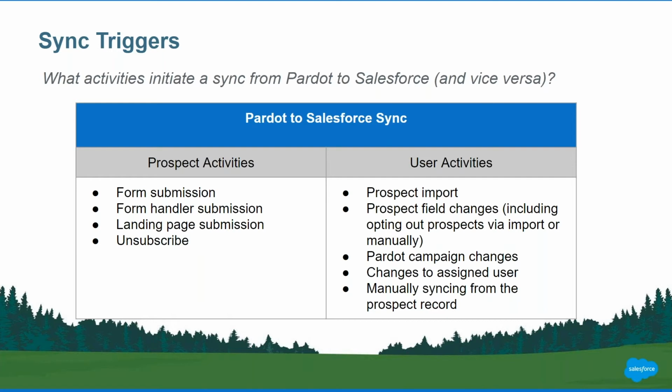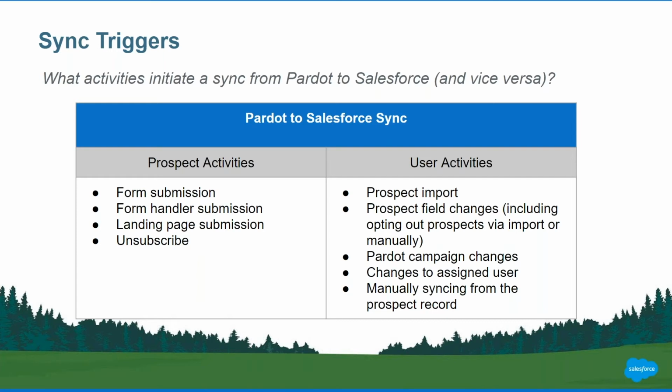On the other hand, we also have user activities that can initiate the queuing for the syncing. So if you import prospects or if you change a field in the prospect, that would also trigger them for the queue for syncing. If the associated Pardot campaign changes, or the assigned user changes, so the assigned user has to be a user that can be an assigned user in CRM, that will also trigger the sync.